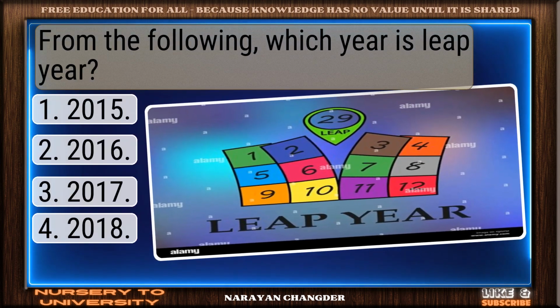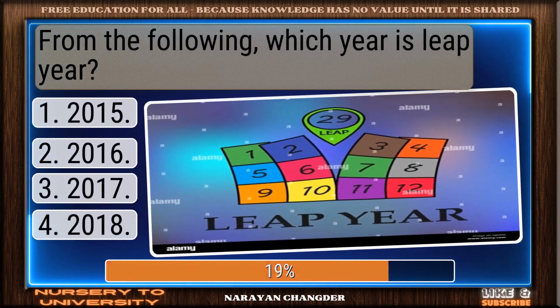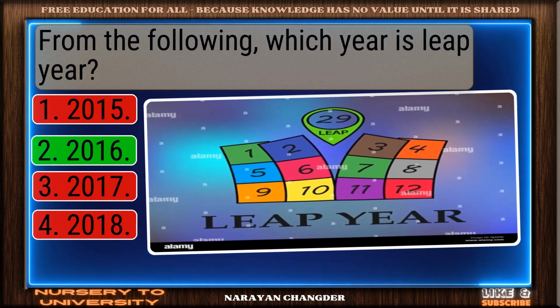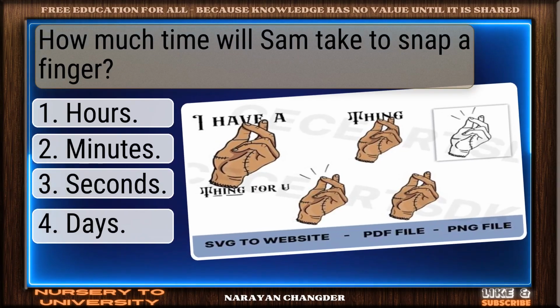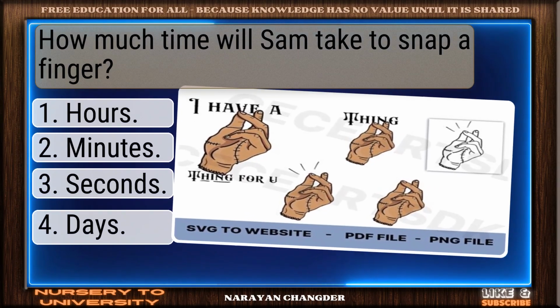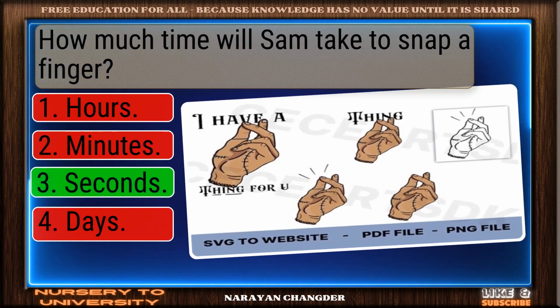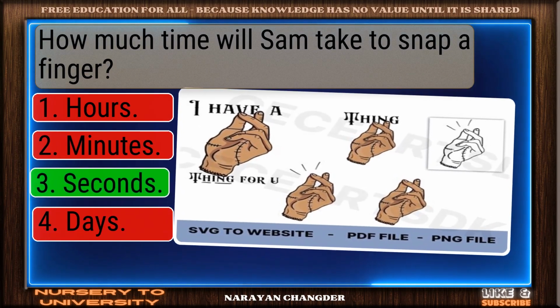From the following, which year is a leap year? Correct. 2016 is the right answer. How much time will Sam take to snap a finger? You chose seconds. And it is correct.